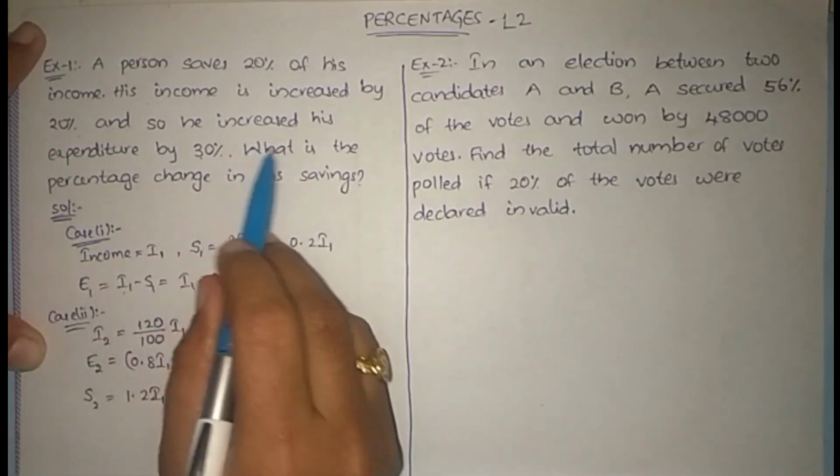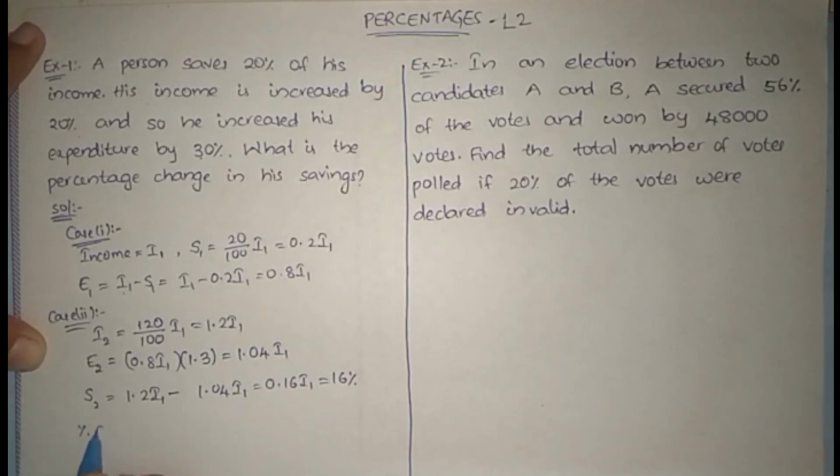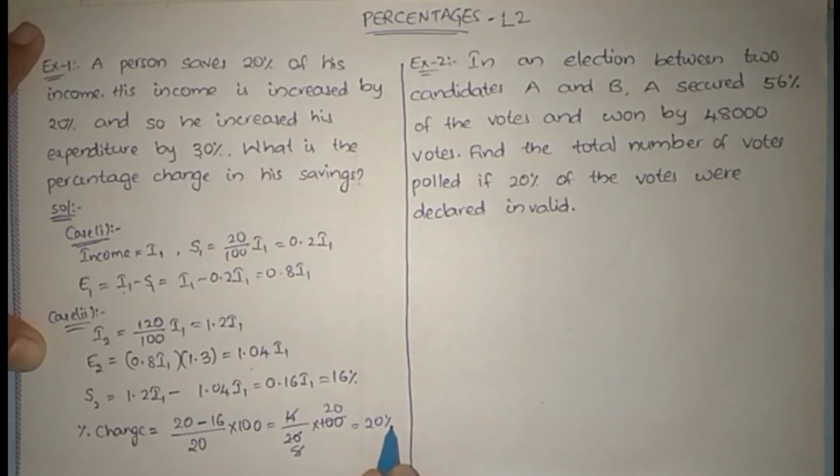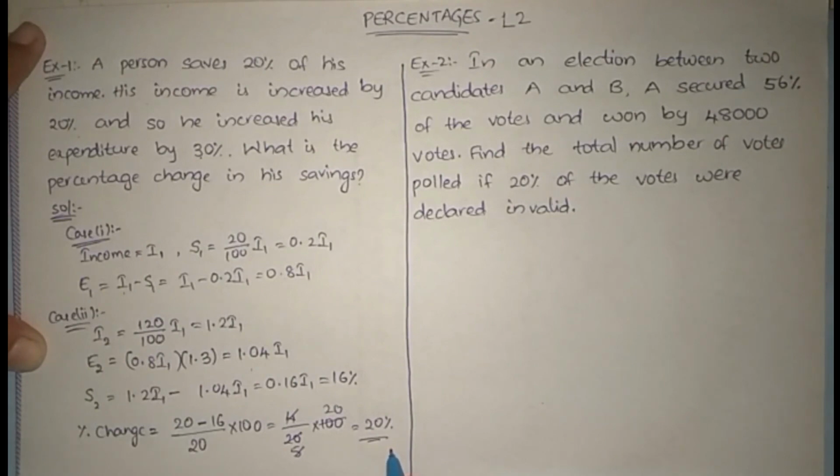Now we are asked to find out the percentage change in his savings. For finding percentage change, we have already learned that it is the difference between the two cases divided by the original one. Previously it was 20% saving, now it is 16% saving, compared with the first one, into 100. That is 4 by 20 into 100, which gives us 20%. So the percentage change in his savings is 20%, right?